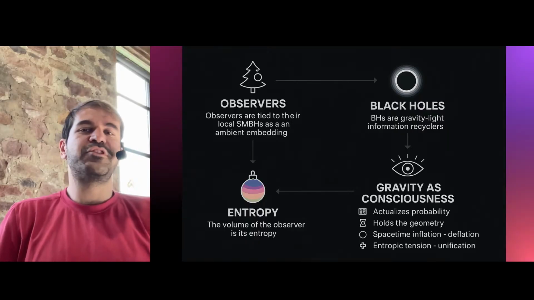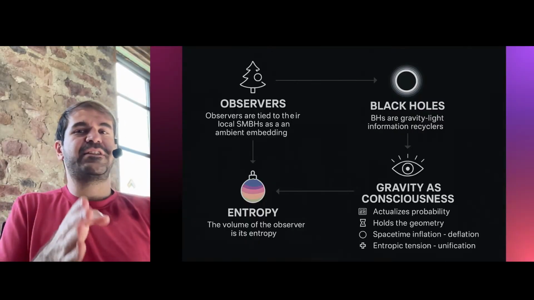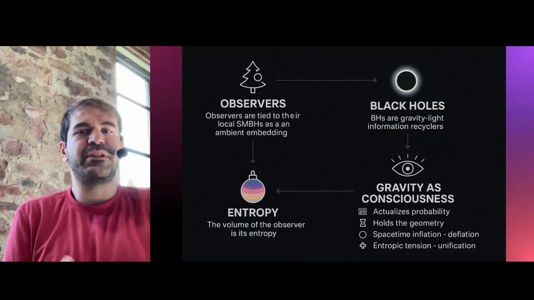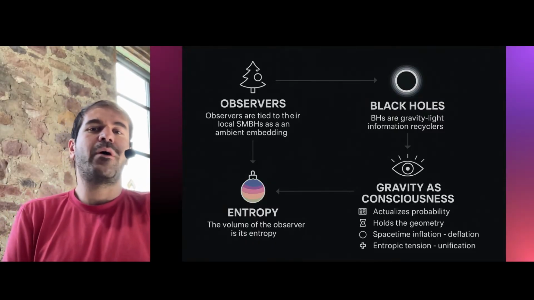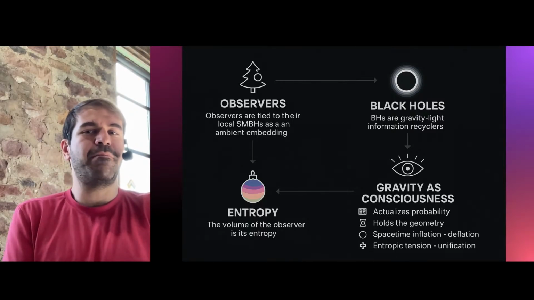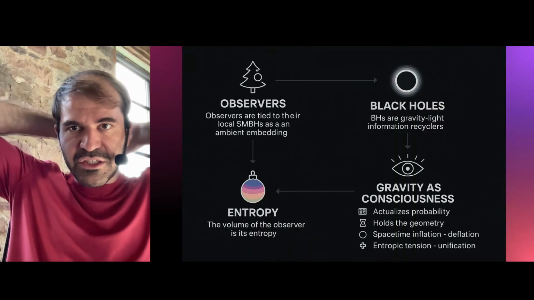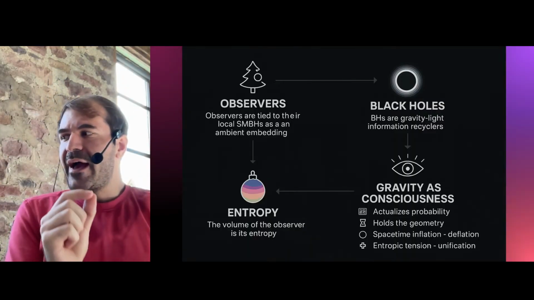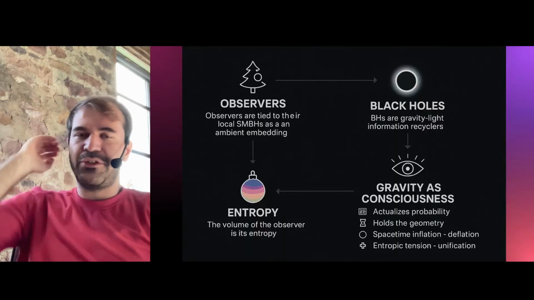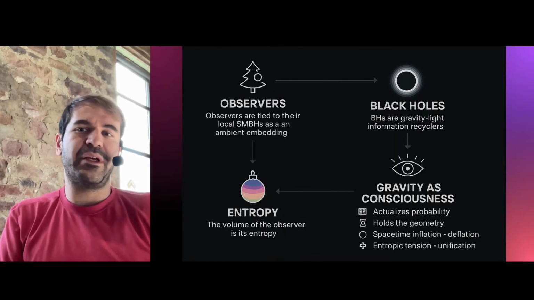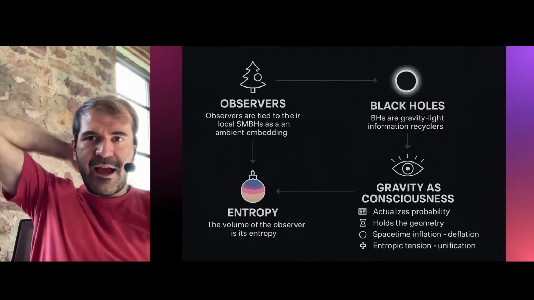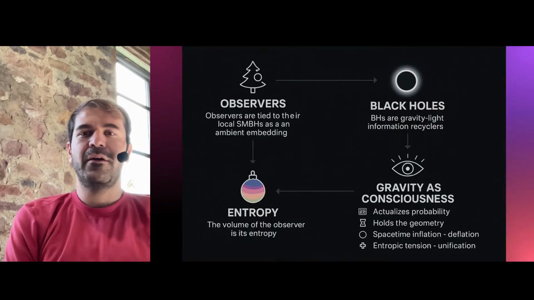So observers can be seen as tied to their local SMBH. That means a supermassive black hole, which are in the center of every galaxy. So observers can be seen as tied to their local SMBHs as an ambient embedding. That can be seen as a Christmas tree, as you can see right there in the image with an ornament on it.